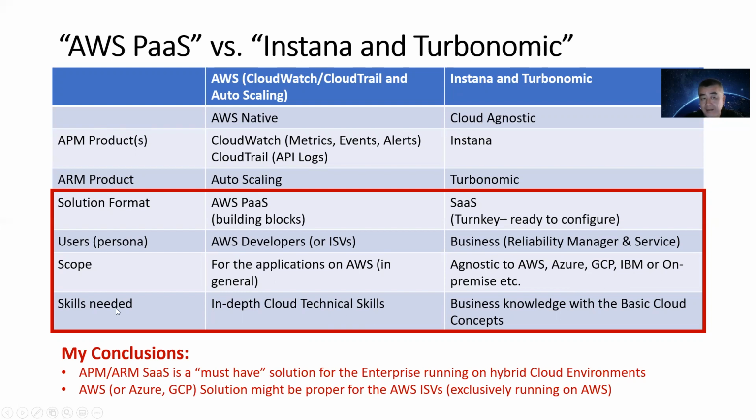And the skills: for the AWS solution, you need in-depth cloud technical skills and DevOps skills particularly. But for the IBM solution, you only need very basic cloud concepts with the business knowledge. So the target is the business people. So my conclusion is that for most businesses, an APM and ARM SaaS solution is a must-have. You must have this to handle this kind of hybrid environment.